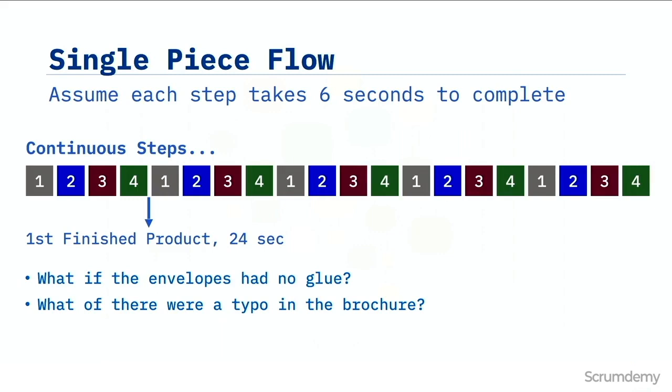Now what if the envelopes had no glue? Well, I would find out after maybe 18 seconds, right? And if there was a typo in the brochure, after 24 seconds. So it's very, very important that we don't work in too large batches, so that we get fast feedback and that we can pivot and understand whether we need to do something different, and then make the changes that we need to make. So let's talk about minimum viable product.